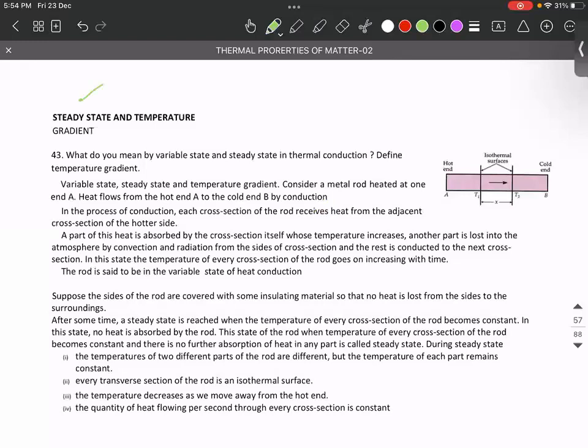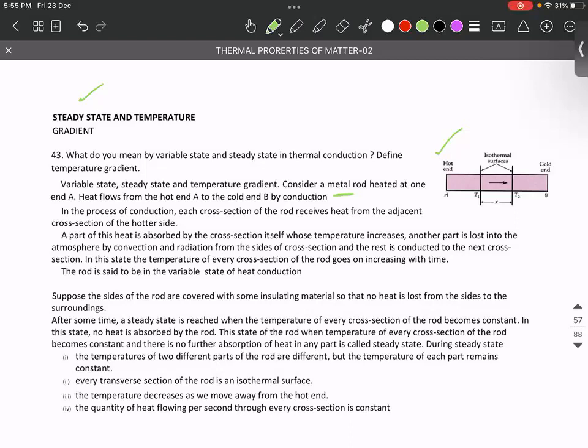Now there is something called the steady state condition. What do you mean by the steady state condition? If you see something called states, that speaks about the position where the object is present. So it gives us the data related to the temperature at different locations. So what do you mean by variable state? If you consider a metal rod, for example, and it is heated at one end, let's say at point A, then what will happen? Energy is going to get transmitted from the hotter end to the colder.